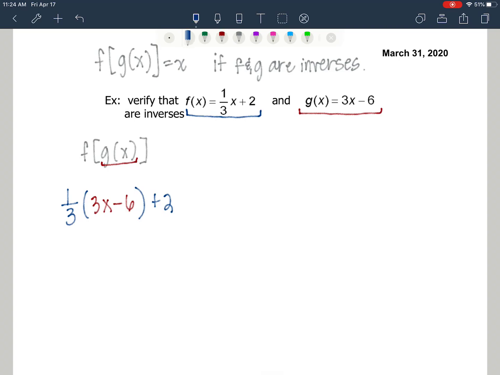And I'm going to simplify. So I'm going to distribute. I get x minus 2, and then plus 2 on the outside, and x minus 2 plus 2 is x. Therefore, f and g are inverses.